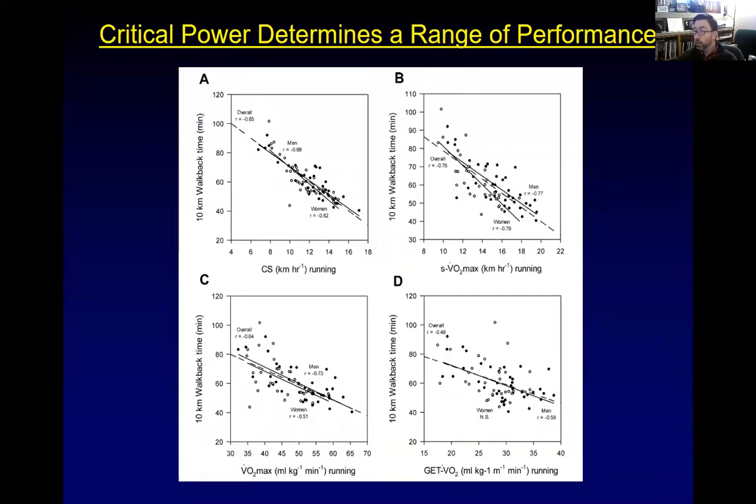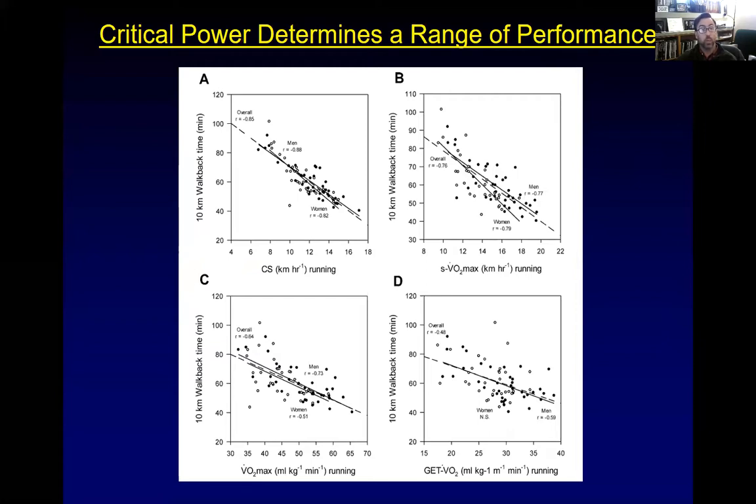Okay, so what we have here, these are some data from my buddy Carl Otte at Kansas State that they did as part of a project for NASA. And what I'm showing you here is R-squared values or R values showing a correlation basically between this 10-kilometer walk back time. So it's 10 kilometers walking, carrying some heavy loads and things.